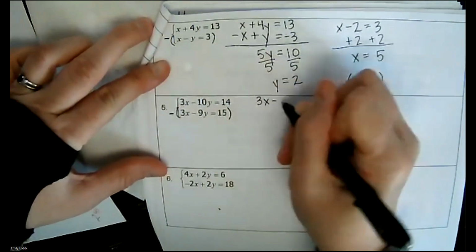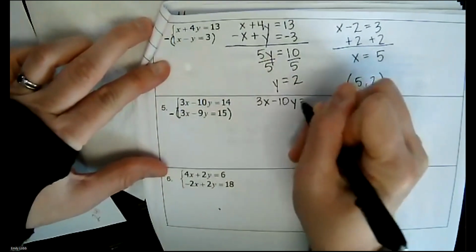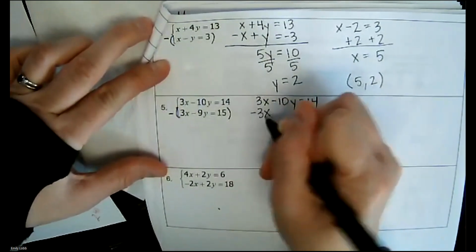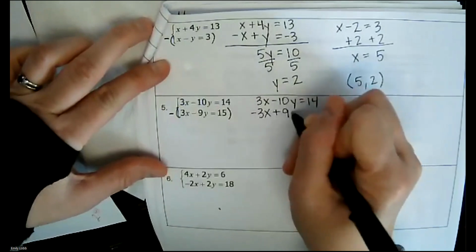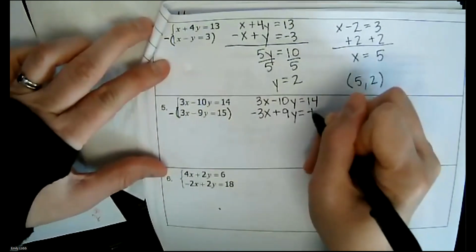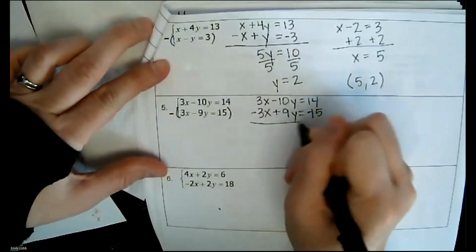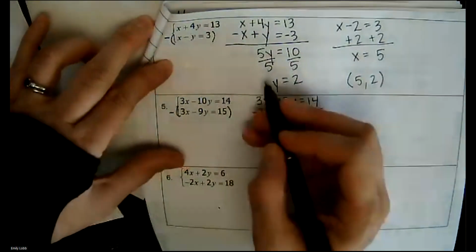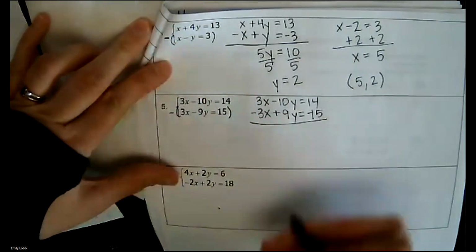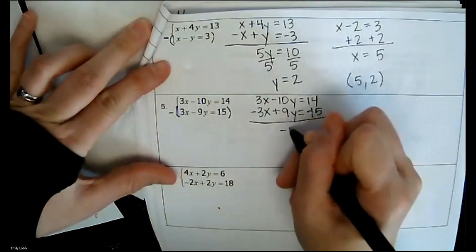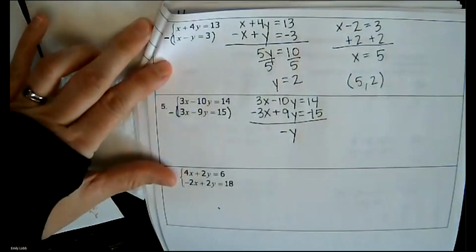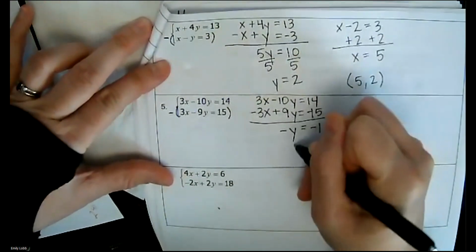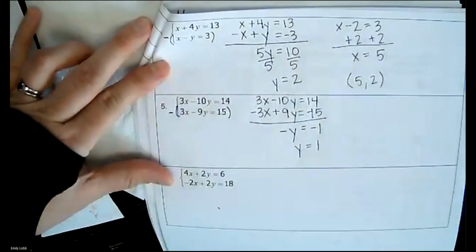So I'm going to rewrite the top equation. And then I'm going to distribute a negative through the bottom. This becomes a positive 9y. This becomes a negative 15. Okay. So my x values get canceled out. I'm left with a negative y, right? Negative 10 plus 9 is equal to negative 1. So positive y has to equal positive 1.